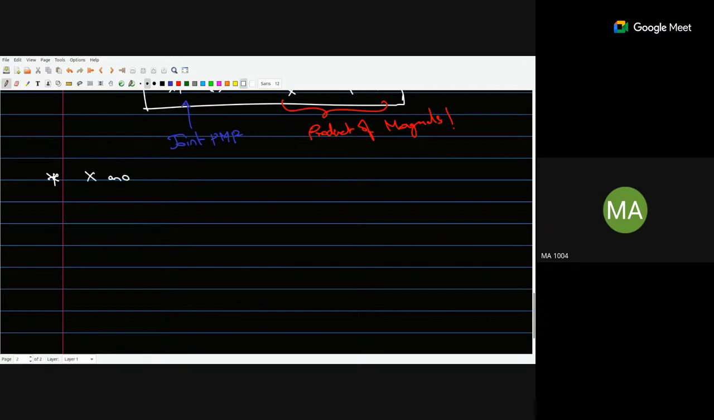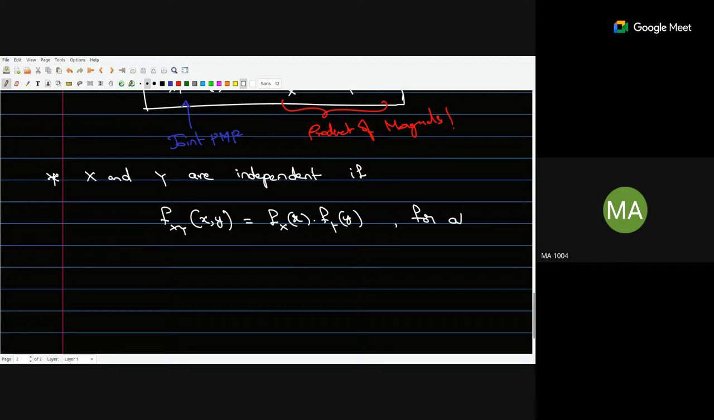X and Y are said to be independent if the joint is equal to the product of marginals for all. So this is very important.